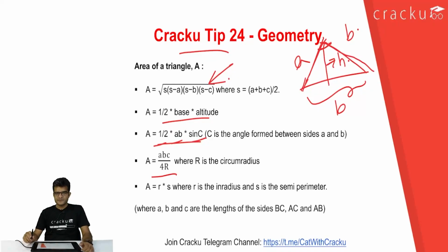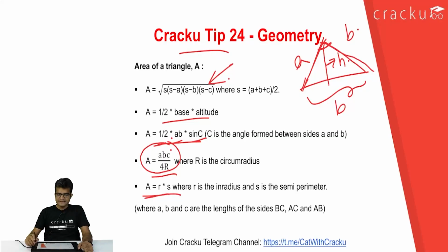Or if you know the circumradius, the area is equal to A into B into C divided by 4 times the circumradius of the triangle. This question was actually asked once. This formula was supposed to be used in one of the questions in CAT 2021. Or I think it is CAT 2020.